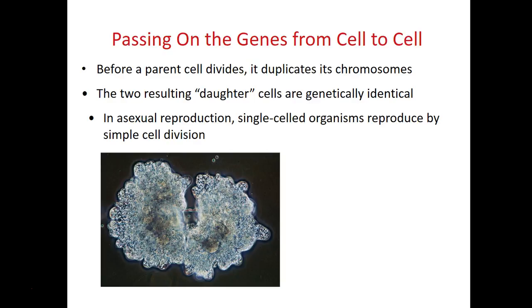And a very simple way of division has two daughter cells resulting that are both genetically identical to one another. And simple single-celled organisms reproduce with this sort of simple cell division, and we call this asexual reproduction.